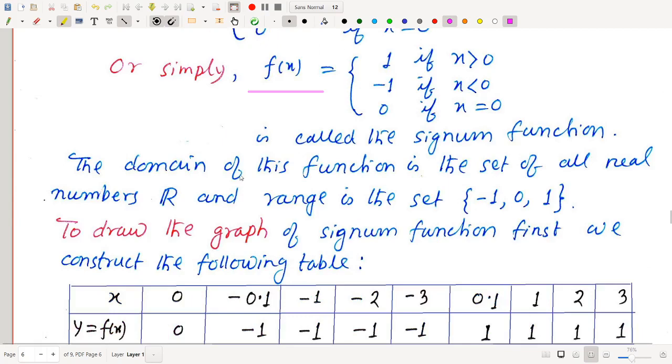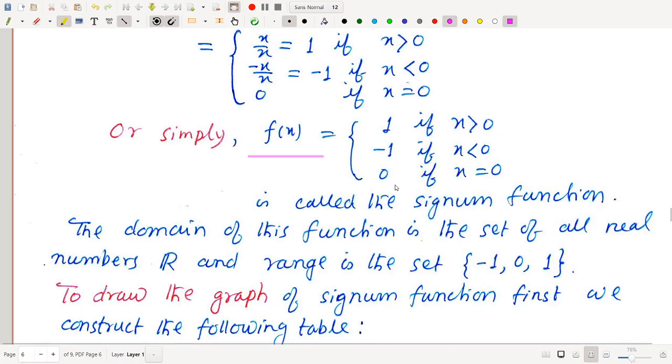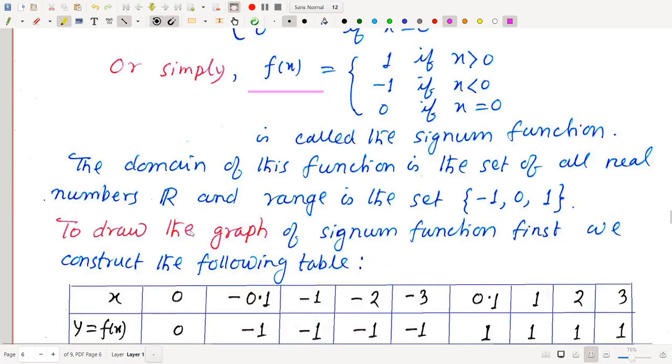And this is the signum function. The domain of this function is the set of all real numbers R, and the range is the set of all images. See, there are only three values: 1, minus 1 and 0. So the range is minus 1, 0, 1.